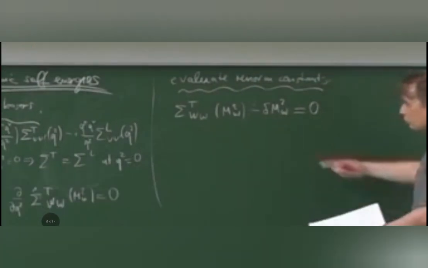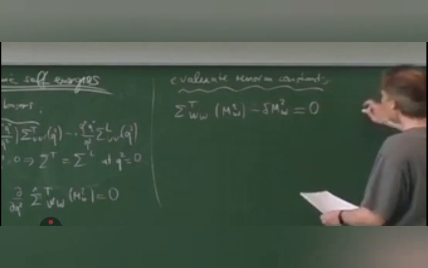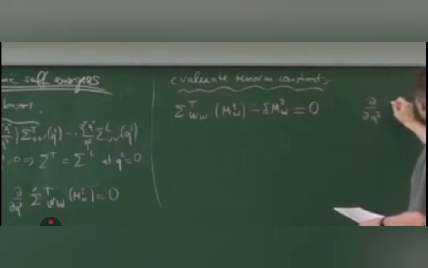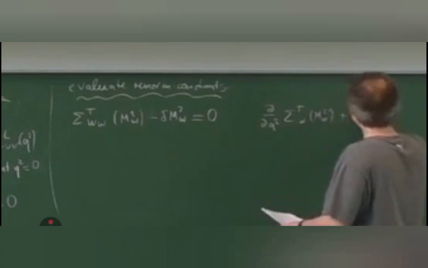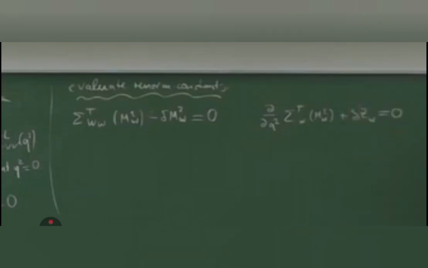That is very similar to the case of the electron in QED. Then we also have the derivative with respect to q square of sigma W without hat at q square equal mw square plus delta zw is also 0. That is also basically the same form as in QED, and it immediately determines delta z in a very simple way. You obtain this by just looking at the rules that we wrote down the last time.